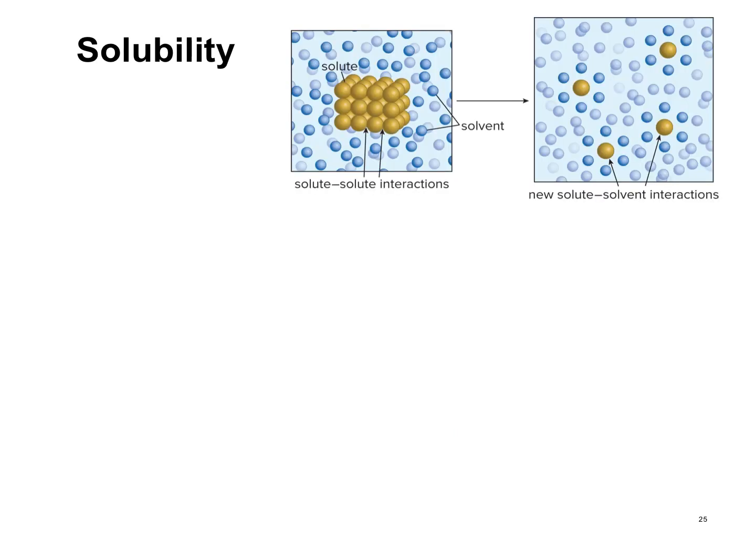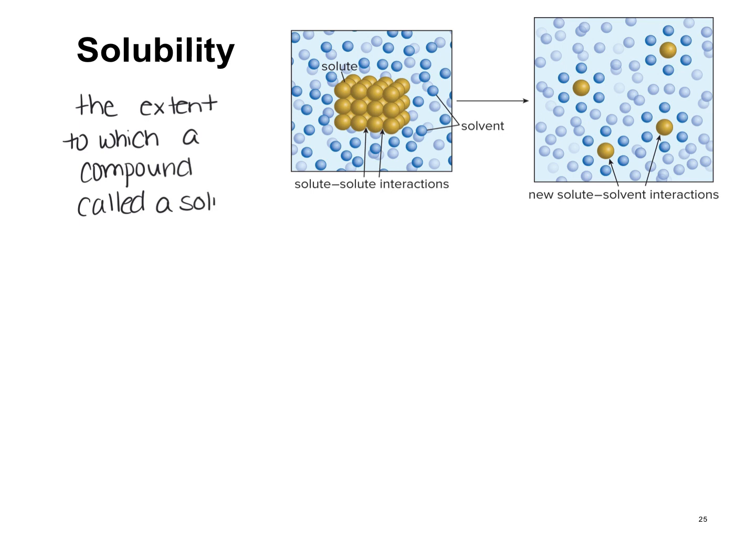Now, let's talk about solubility. When we talk about solubility, solubility is just the extent to which a compound, which I just want to refresh your memory, can also be called a solute, dissolves in a liquid, which of course we call the solvent. And so I have an example for you here. Here's your solute, there's your solvent.